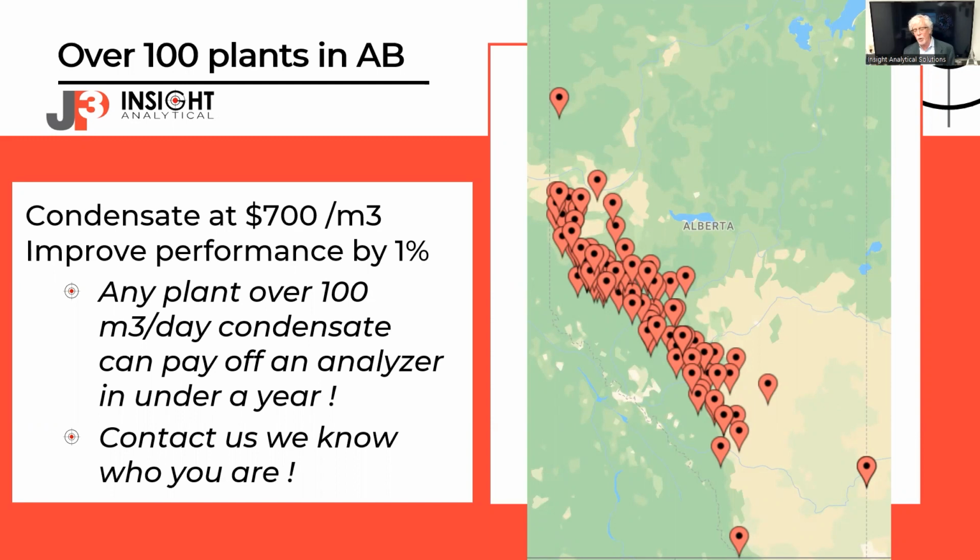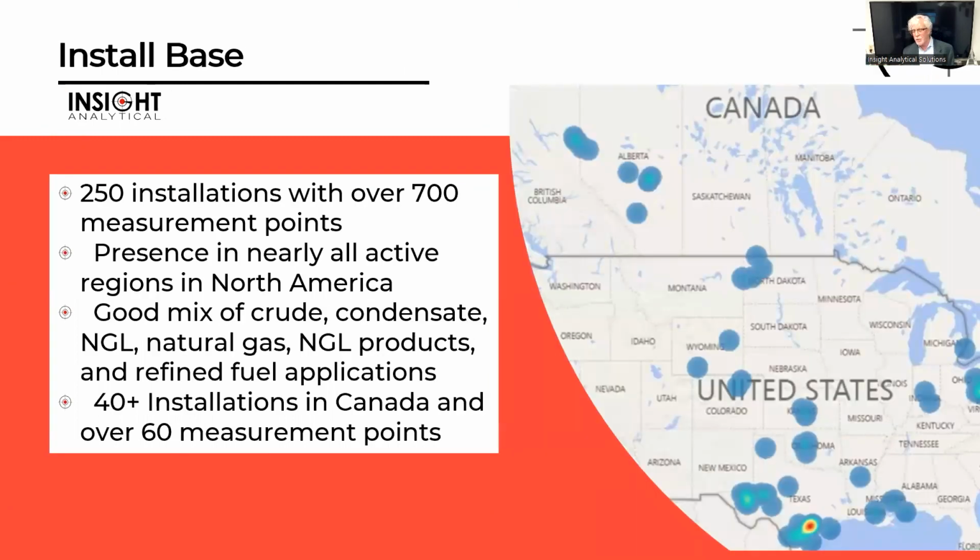Identified about another 40 plants in BC as well. So there's a lot of these guys out there. From an installation perspective, we've got about 250 installs in North America. 40 plus of those are in Canada. A good mix of doing refined products, natural gas liquids, condensate, crude oil blending. So you can see the big heat maps for it around every major oil field. We've got Montney up here, Marcellus down here, the Permian over here. And so we've got a large, wide installed base right now.